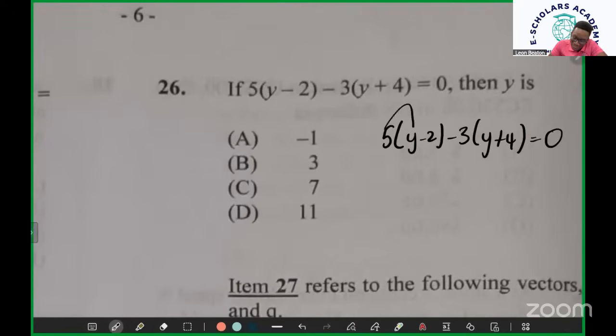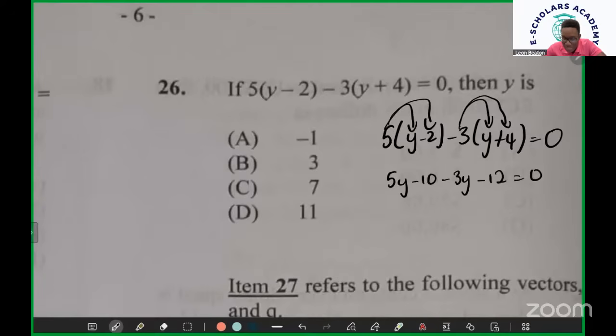Anyway, so let's go. 5 times y is 5y. 5 times −2 would be −10. −3 times y would be −3y. −3 times 4 would be −12, is equal to 0.